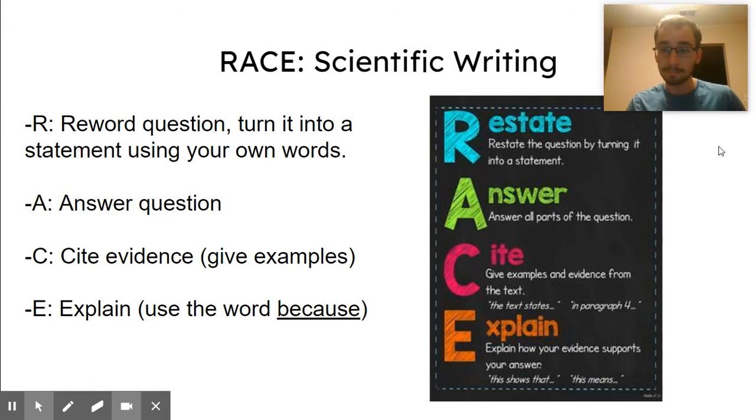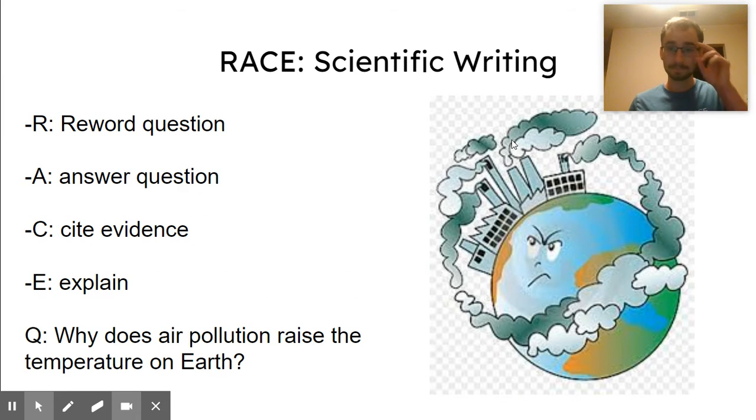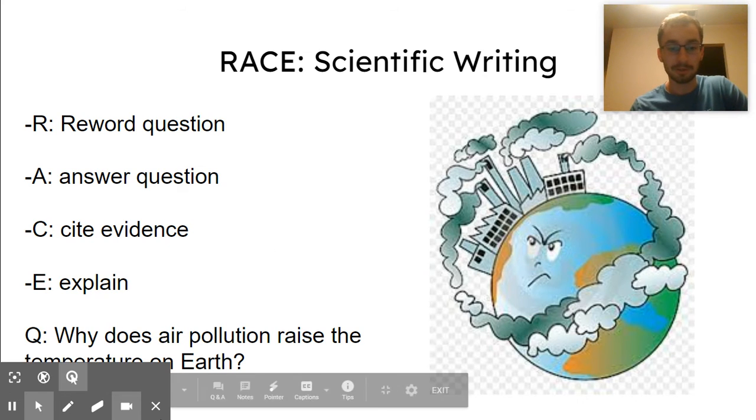The R means restate. So reword the question, turn it into a statement using your own words. The A is for answer it. C, cite evidence. And E is explain. I'm going to go over each one in an example. So let's say I had the question, why does air pollution raise the temperature on Earth?